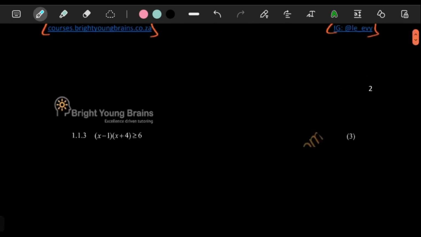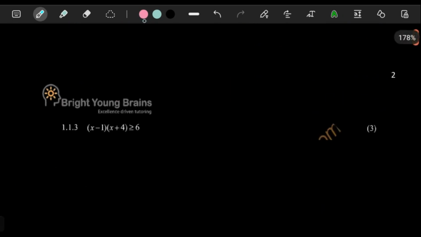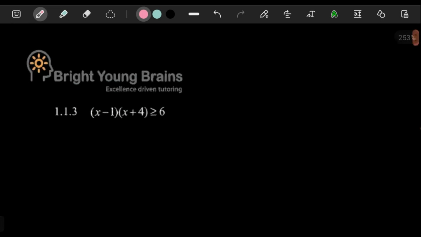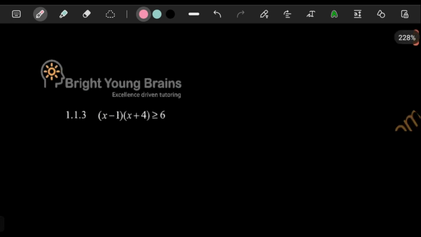So the next question here, it's a question that clearly requires us to know our knowledge of inequalities. So when you work with inequalities like this, you need to be careful. So there are two ways to go about this question. Or rather, let's use the easiest way. Let's just work it out.